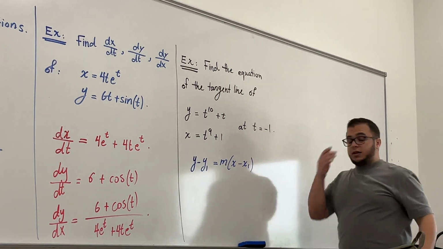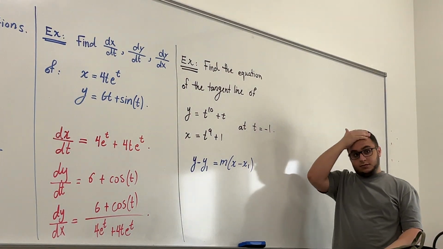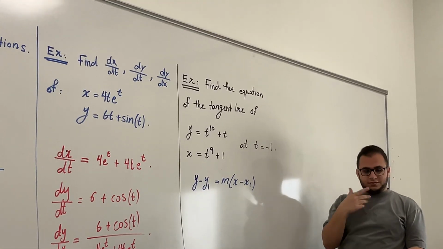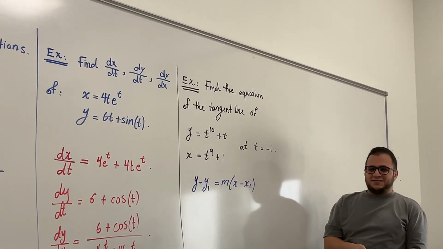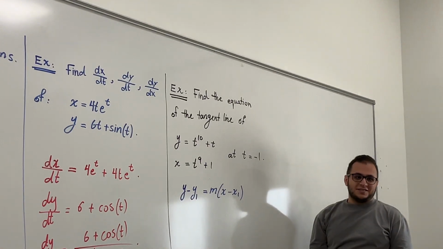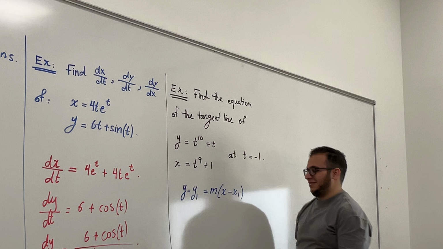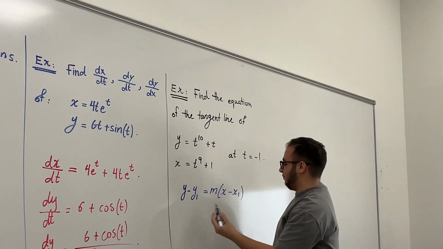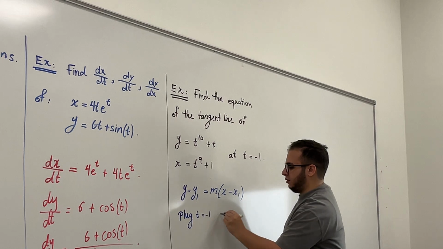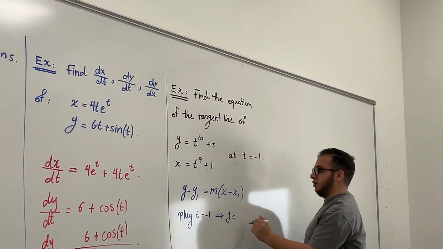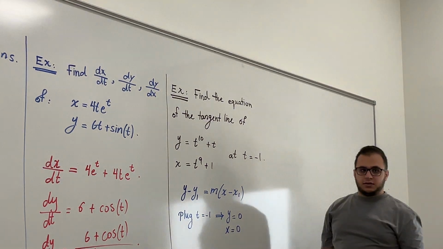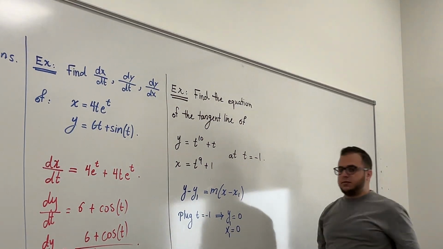How do I get y1 and x1? Plug in t equal minus 1. So plug t equal minus 1, you get what? y equal 0 and x equal 0. Okay? So that's y1 and x1.